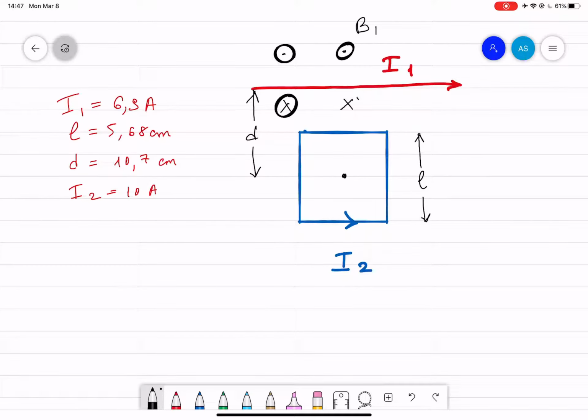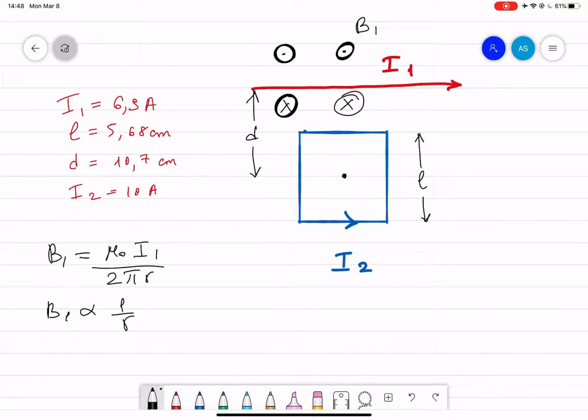So into the page. And as you can see, as the radius gets longer and longer, the magnetic field becomes weaker and weaker. Why is that? Because B1 is equal to mu naught current 1 divided by 2 pi r. As you can see, B1 is inversely proportional to r.